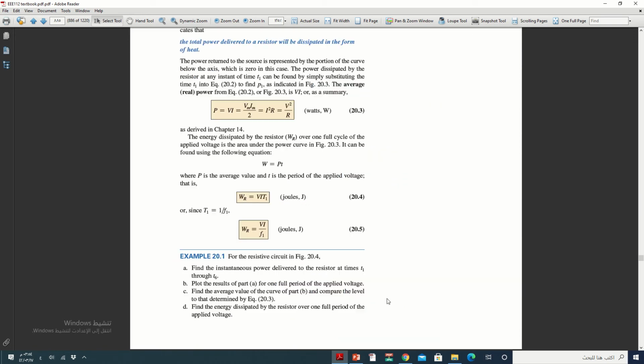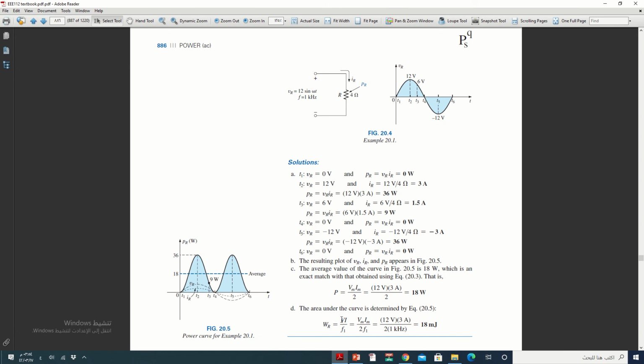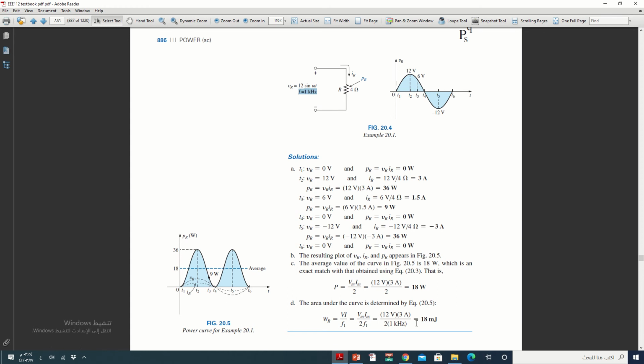Now part D asks to find the energy dissipated by the resistor over one full period of the applied voltage. We know that the energy we can calculate by this formula or this formula. The unit for energy is joules. It is V multiplied by I divided by frequency. Why do we divide by frequency? Because it is available: the frequency is 1 kilohertz. It becomes 18 millijoules.